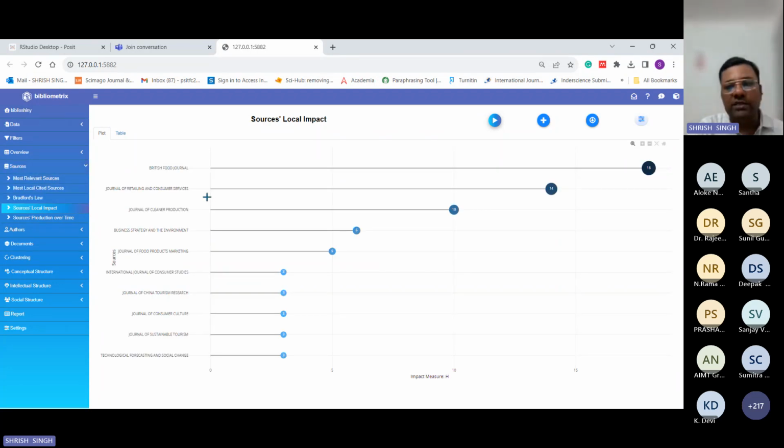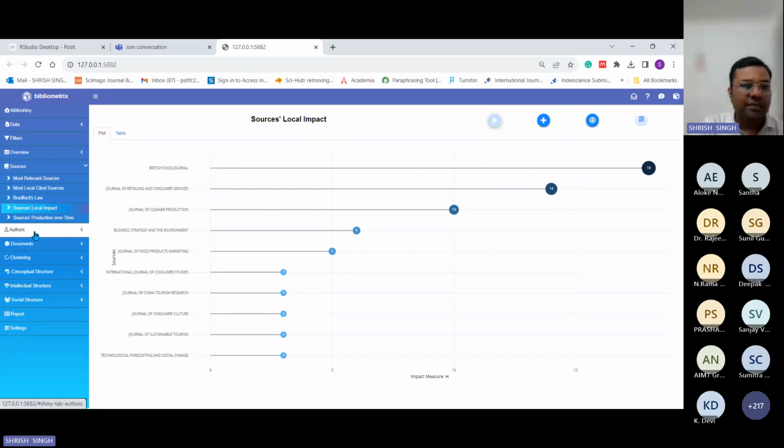Sources means which journal is the most important. Again, you can find that British Food Journal is the most impactful source, right? So out of those 258 articles, this British Food Journal is having the most impactful sources, right? The next one is Journal of Retailing and Consumer Services. Next is Journal of Cleaner Production. So these all are related to the journals.